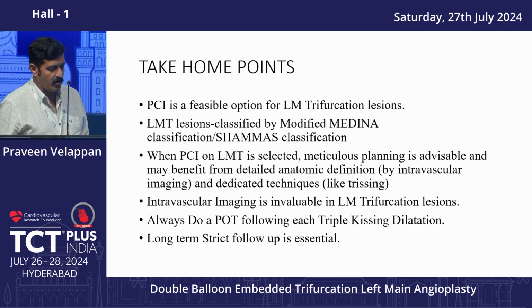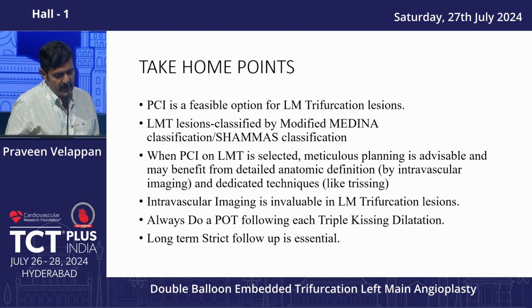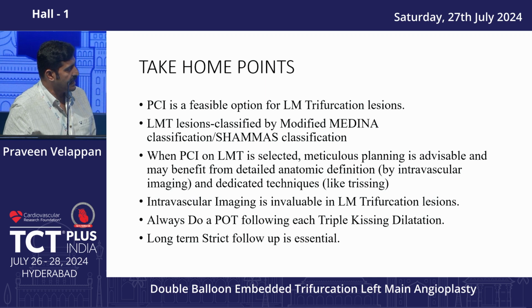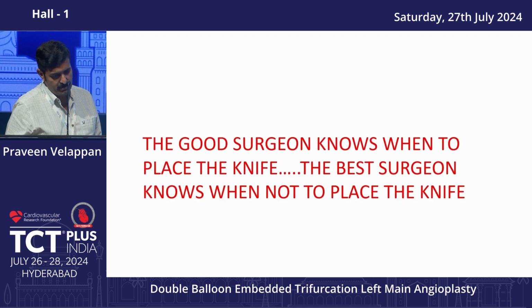So PCI is a feasible option for LM trifurcation lesions, and LM trifurcation lesions are classified by the modified Medina classification. For PCI to LM trifurcation, meticulous planning is advisable and may benefit from a detailed anatomic definition by IVUS or OCT and dedicated techniques like TAP. Intravascular imaging is invaluable in LM trifurcation lesions, and always do a POT following each triple kissing dilatation, and long-term follow-up is essential, and our patient is doing good. Thank you.